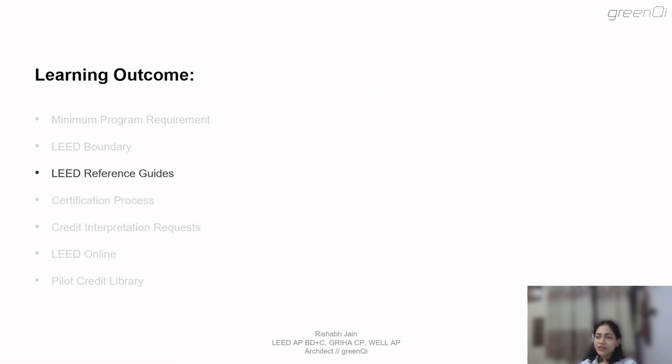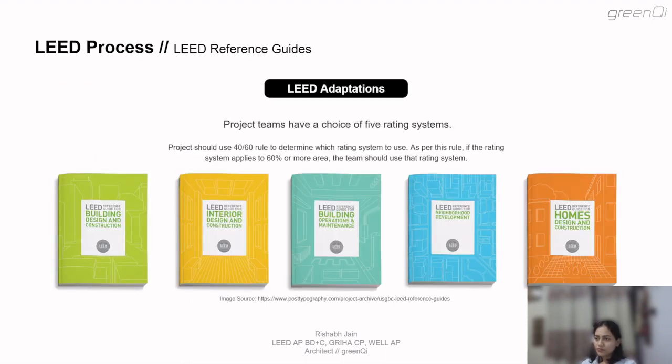Okay. C, LEED reference guides. So the LEED reference guides have been developed to aid in the implementation and understanding of the specific rating systems. Each rating system has its own reference guide with its intent, requirements, and strategies for each prerequisite and credit. So a project can choose from these 5 options. They should be using the 40-60 rule here to determine which rating system is best suited for the project. So as per the rule, if the rating system applies to 60% or more of the area, then the team should use that rating system.